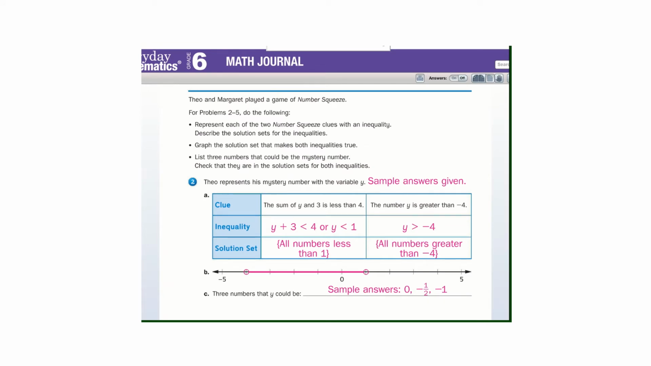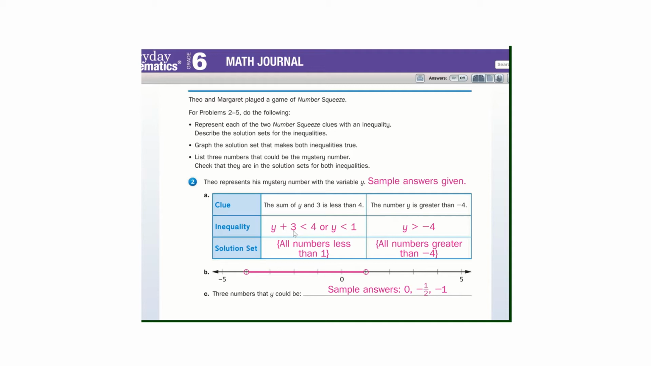Okay, here are a couple of the answers, a couple ways to write that inequality. You can have y plus 3 is less than 4, or you could say y is less than 1. The solution set for that would be all the numbers less than 1. Now he gives the clue that the number y is greater than -4, so that's how you would write that. y is greater than -4. The solution set is all numbers greater than -4.